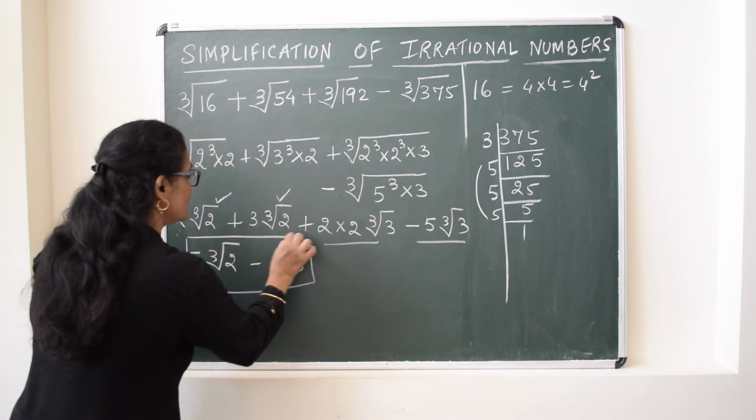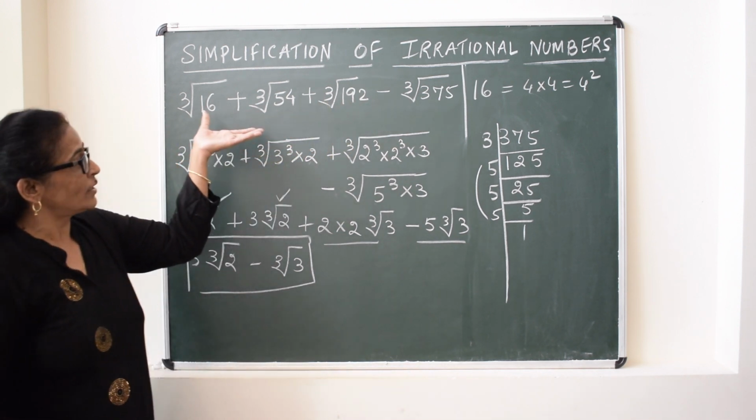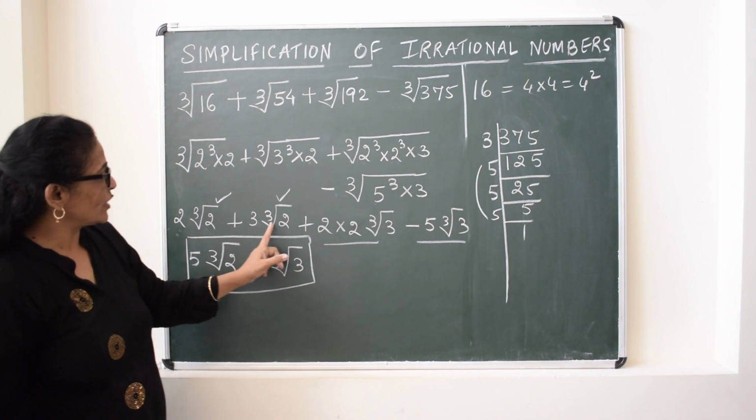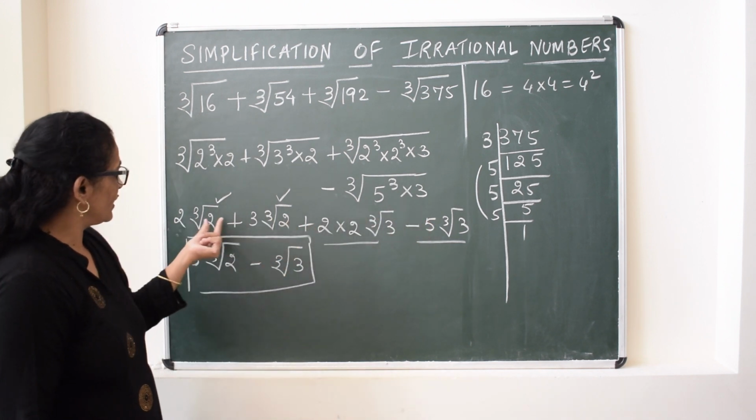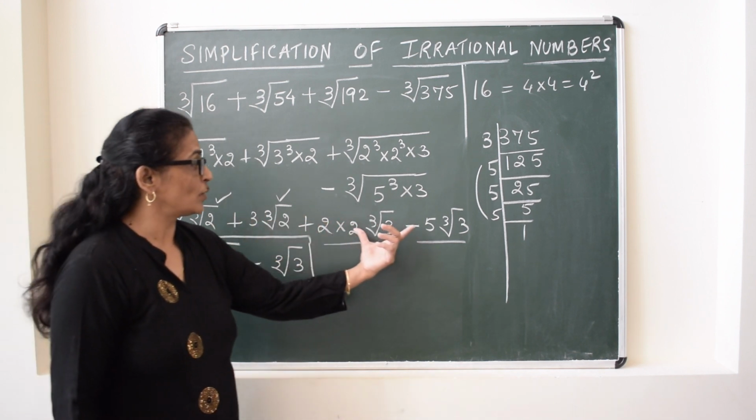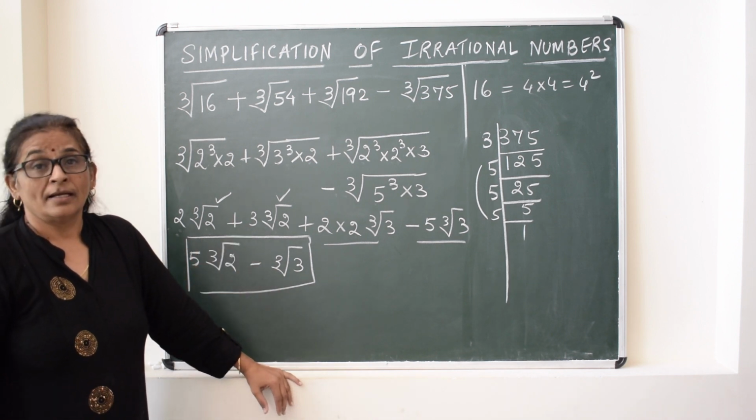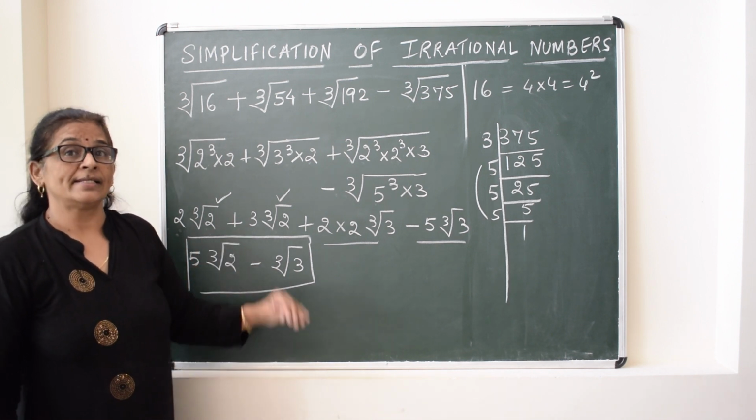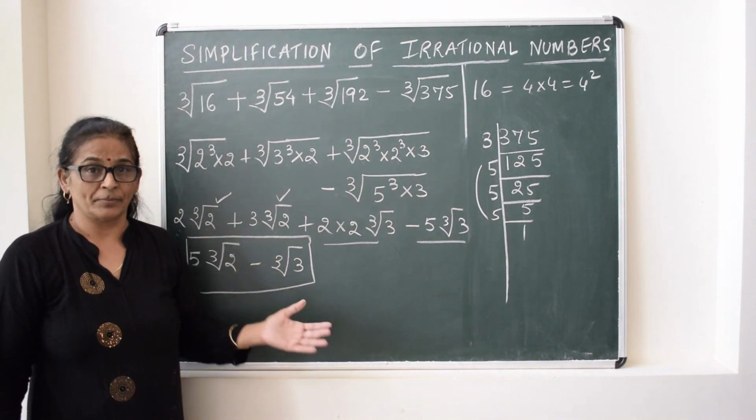So sometimes the irrational numbers which are given all will not have the same irrational factor. It can be different. But what will we do? We will combine the like ones. So these two are like and these two are like. So separately it will come like this. Now after this we'll see how can we multiply and divide the irrational numbers.